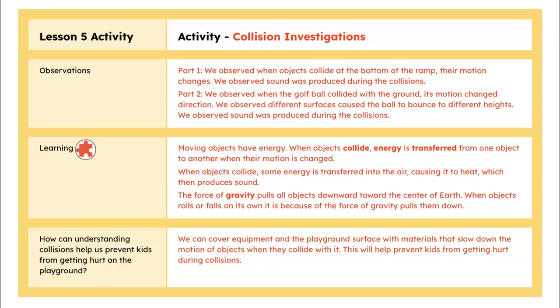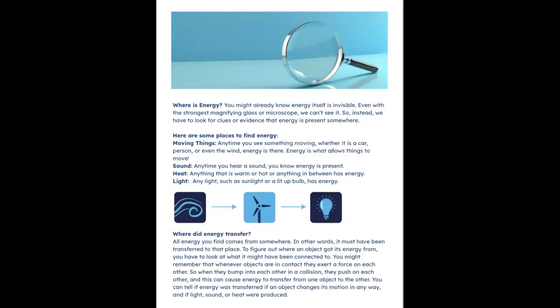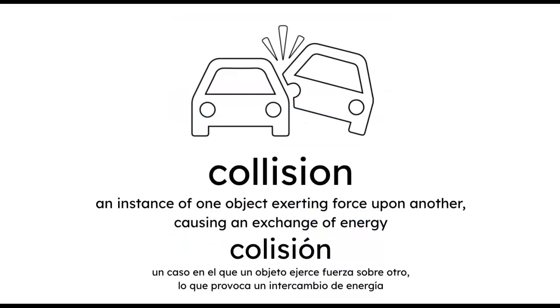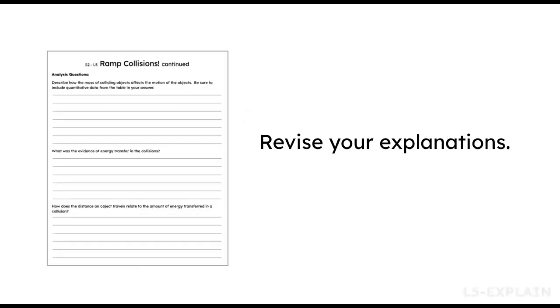From the discussion, students should understand that we can cover equipment and the playground surface with materials that slow down the motion of objects when they collide with it. This will help prevent kids from getting hurt during collisions. You'll then have students read the article, Understanding Collisions and Energy Transfer. You can post and discuss the collision and gravity vocabulary cards. You'll then allow students to revise their explanations in the analysis questions on the Ramp Collisions student journal page that they started during the investigation.